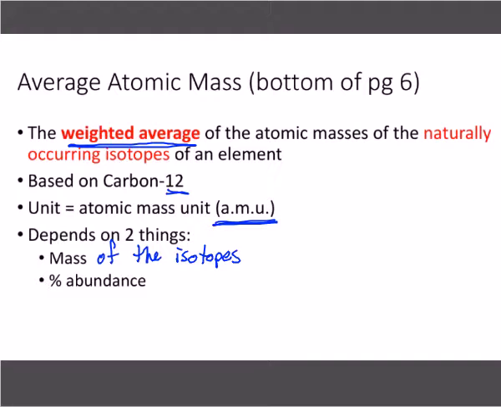Where in your life have you guys used a weighted average? Where do you use a weighted average? Grades. Yeah, your grades, guys. Absolutely. Your grades in this class, right? Tests are 40% of your grade. Labs are 25. Quizzes are 25. And everything else is 10%. So they each have a different impact on your overall grade. That's exactly what we're doing here. The percent abundance is like the percent that you would see with your grades. And then the grade itself is like the mass of the isotopes.